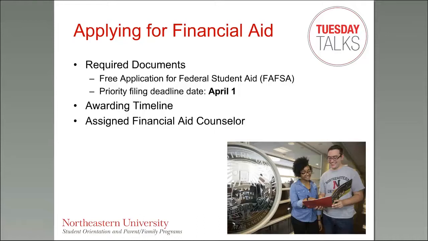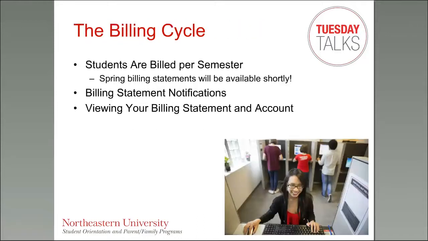Thanks, Ben. So we're going to touch a little bit about the billing cycle and talk about how some of our billings are prepared. The billing statements are generated for each semester. The spring statement should be available shortly through your My Northeastern portal. Typically, we like to join you around the holidays, so you'll see us right around Thanksgiving, and the statement will then be due mid-December. If your students will be taking courses over the summer, you'll receive a separate bill a little later on, typically around mid-March.